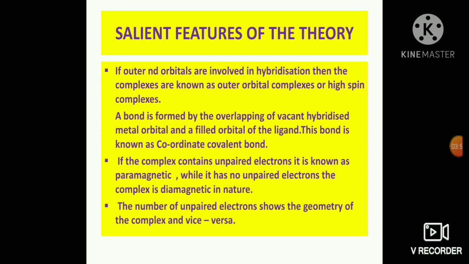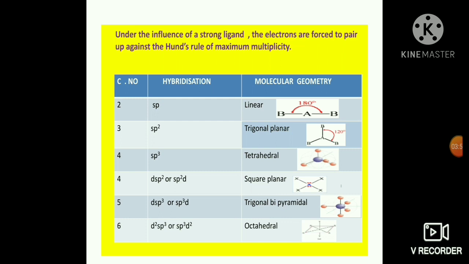One more important thing is that under the influence of strong ligands, the electrons are forced to pair up against Hund's rule of maximum multiplicity. So when a complex contains strong ligands, the electrons are forced to pair up against Hund's rule of maximum multiplicity. This can be easily understood from the examples. Here a table was given to know about the hybridization and the geometry of the molecule.